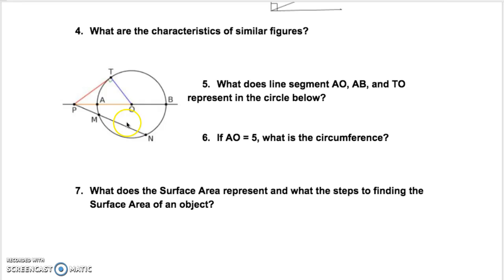Also referring to this diagram over here, if AO equals 5, so if this length here equals 5, what is the circumference of the circle? Okay, so you're going to have to figure out or remember or look up what the circumference formula is.